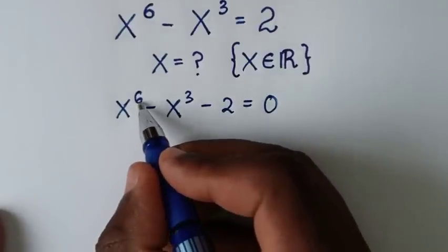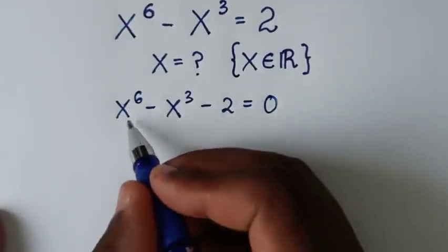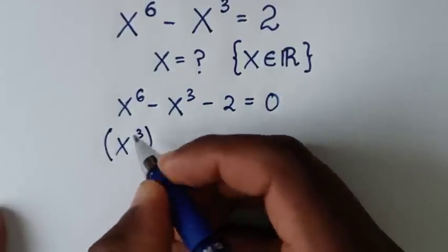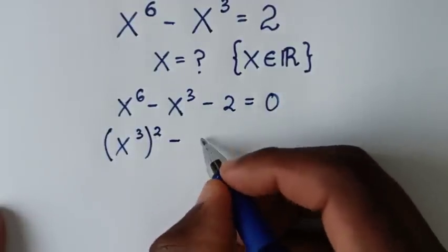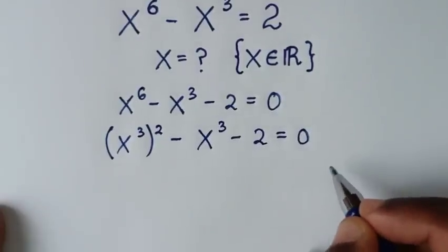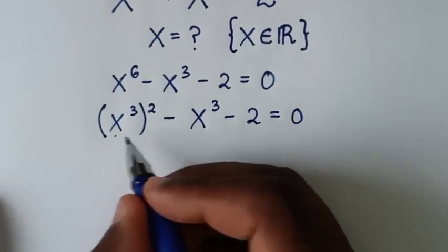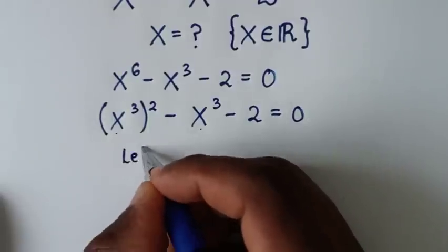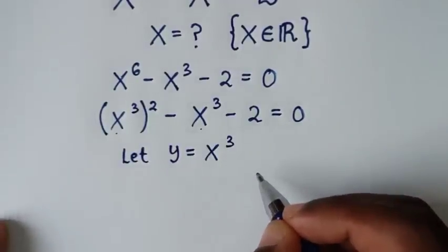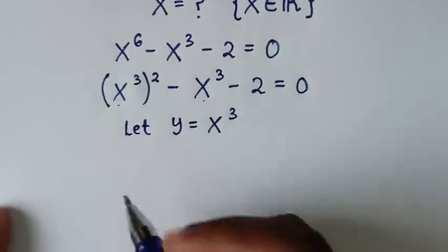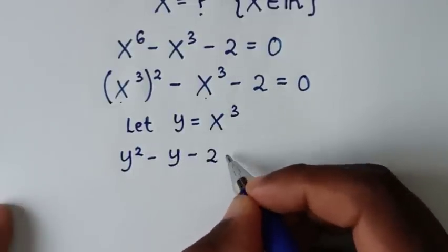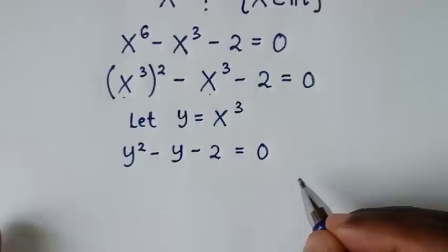Then from here, x^6, we make to have common x^3. So x^6 is the same as (x^3)^2. Then minus x^3 minus 2 is equal to 0. Then from here, x^3 is common, so we will let y is equal to x^3. Then our equation will be y^2 minus y minus 2 is equal to 0.